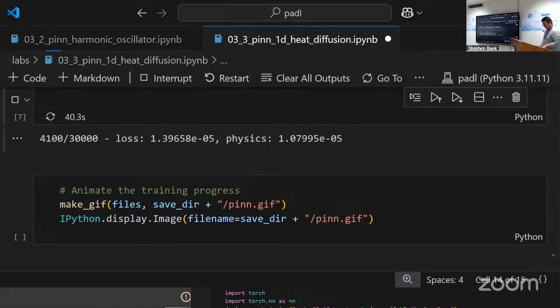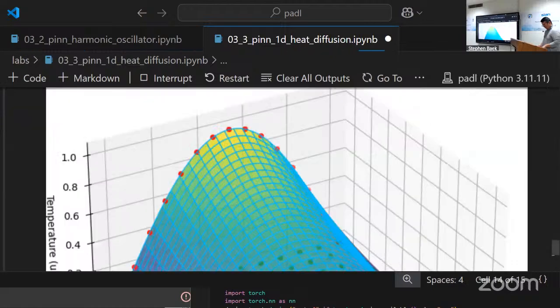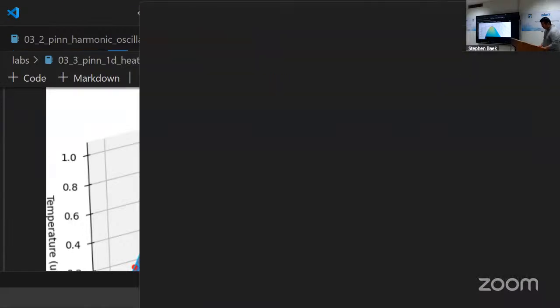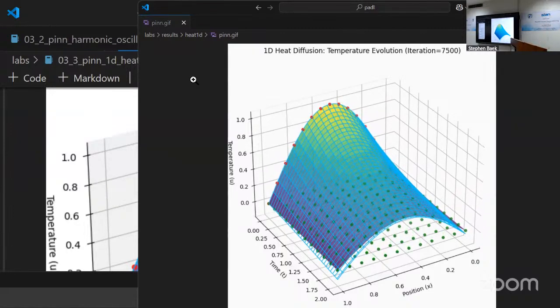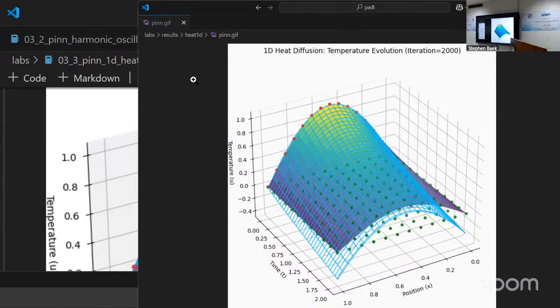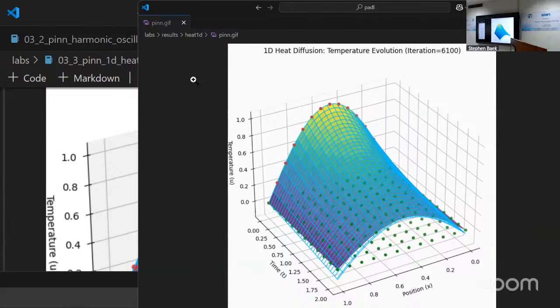After the training is complete, this is what you're going to see as an output.